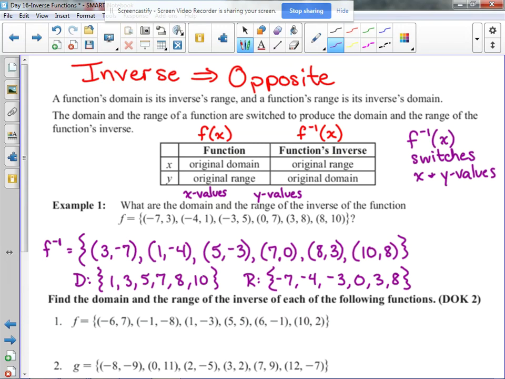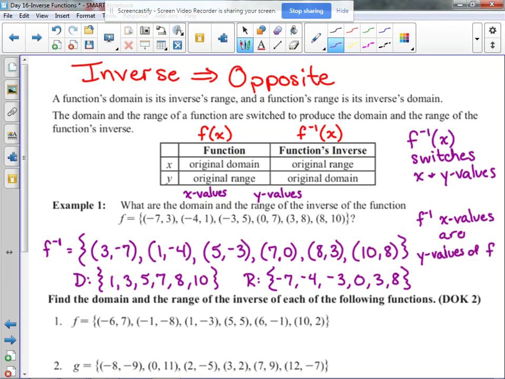Now, technically, we did not have to list out all the points for the inverse. Technically, you did not have to list it out like this. You could just look at the original and use that idea of opposites. So if I want to talk about the domain of the inverse, that is actually the y values of the original. The domain of the inverse, the x values of the inverse, are the y values of the original. Okay, f inverse x values are y values of f.